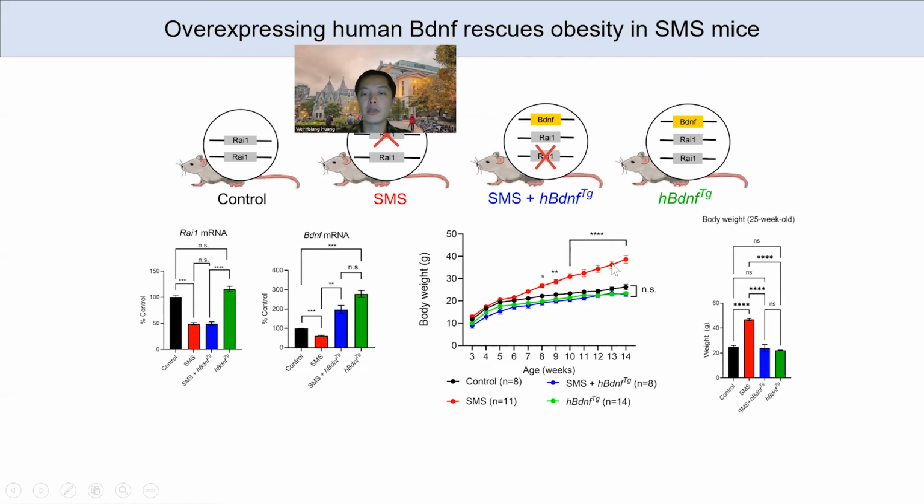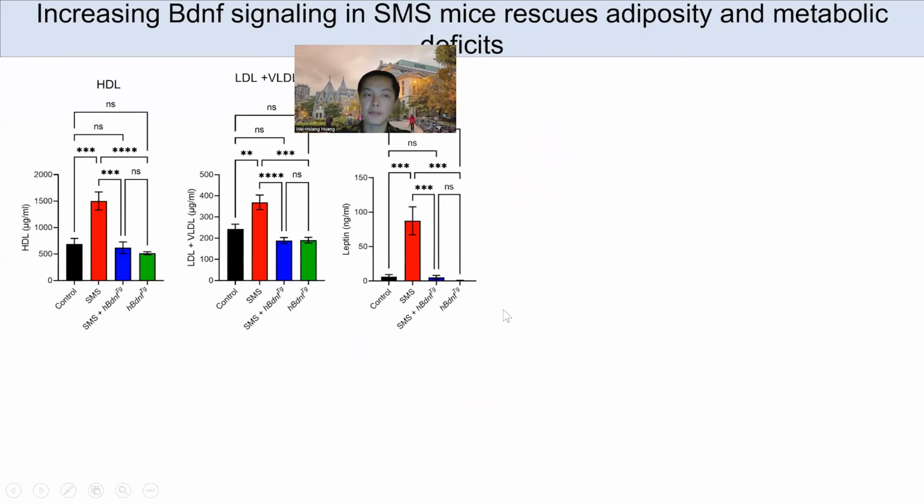And then the obesity you see in the red group, the SMS group, is gone in the SMS mice that basically genetically express human BDNF. And the body weight remains similar to control mice, even when they are very old. So that means that if you have BDNF expression early in life, you can prevent the development of obesity.